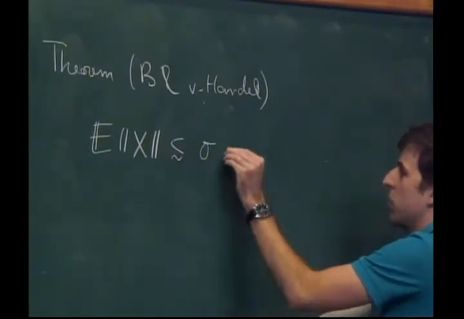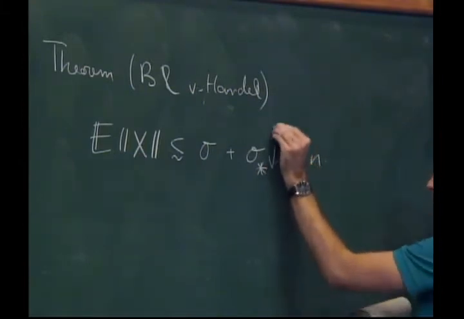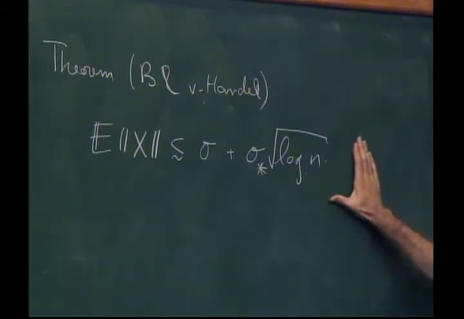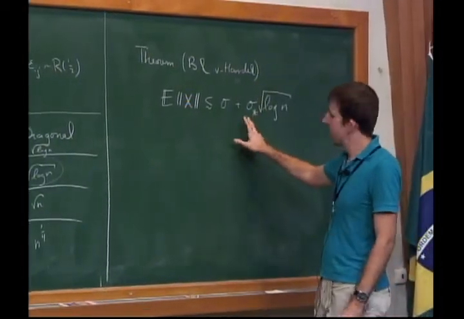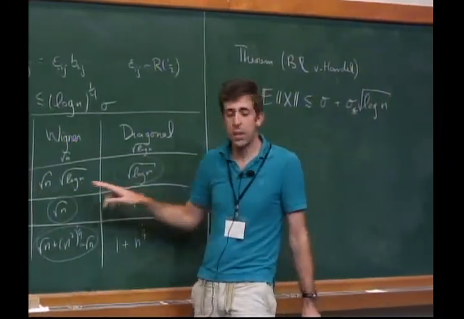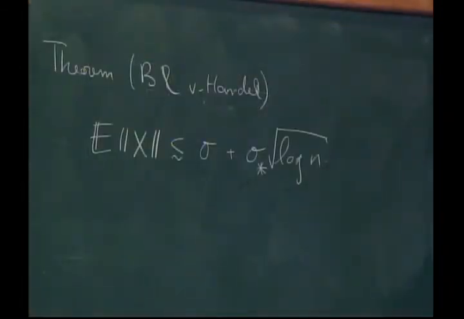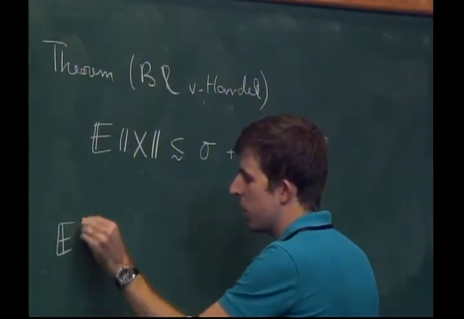I'm not going to worry about constants for now. Note that this captures exactly both examples. In the case of Wigner, sigma star is 1, sigma is square root n, so you get square root n. In the case of diagonal, this is 1 and this is 1, so you get square root of log n. It captures many other examples, and I'll talk a bit more about it on Thursday. In particular, you can get nice constants, and you can get something like this.